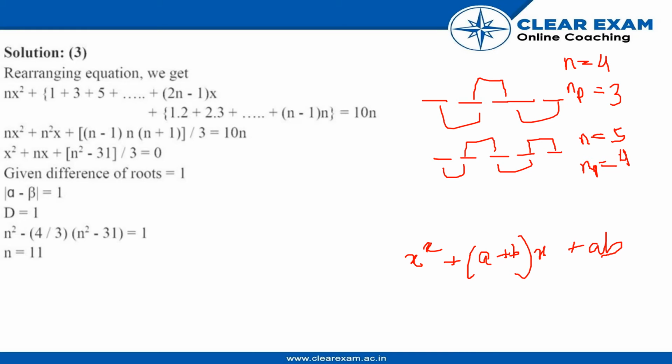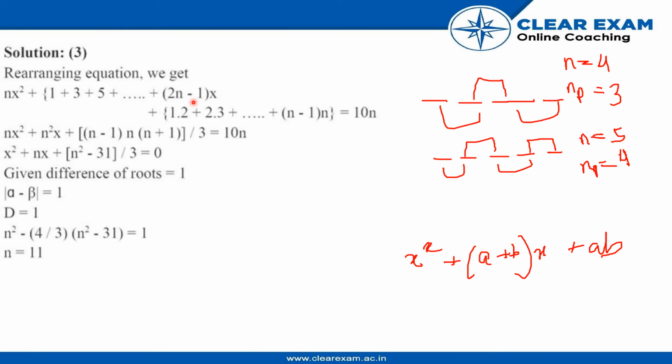Now in a plus b, for the first bracket, the values of a and b were a equal to 0 and b equal to 1, so 0 plus 1, 1. For the second bracket, it was 1 plus 2, that is 3. Third bracket, it would be 2 plus 3, that is equal to 5. Similarly, we reach up to n minus 1 plus n, that gives us 2n minus 1. This whole summation into x, that is here. Now the third term is ab, 1 into 2, 2 into 3 till n minus 1 into n, correct? So this is all equal to 10n.